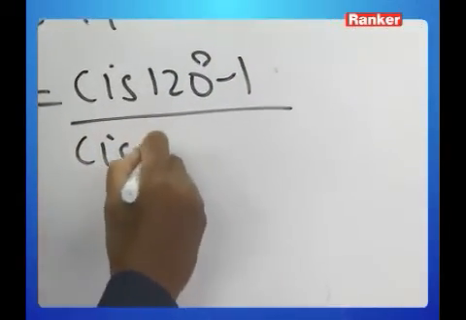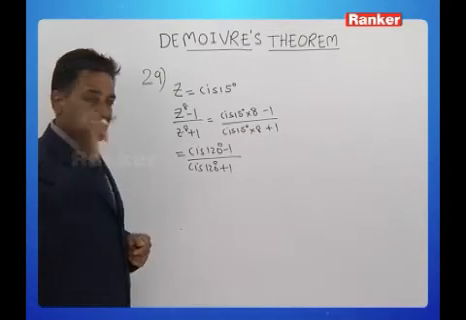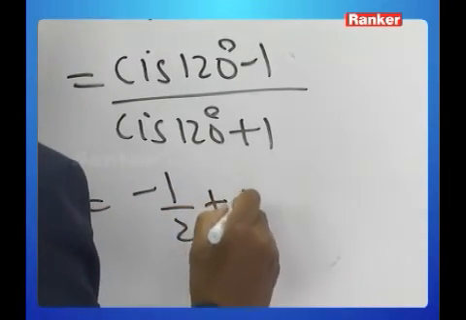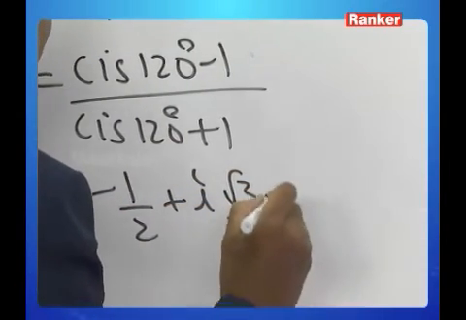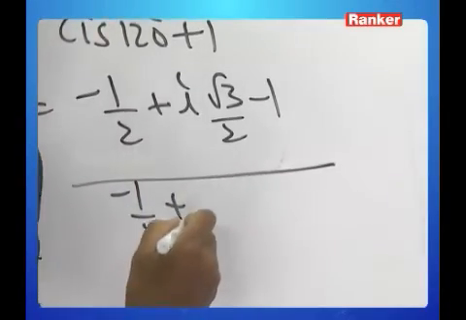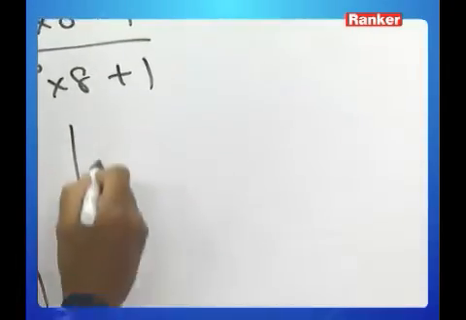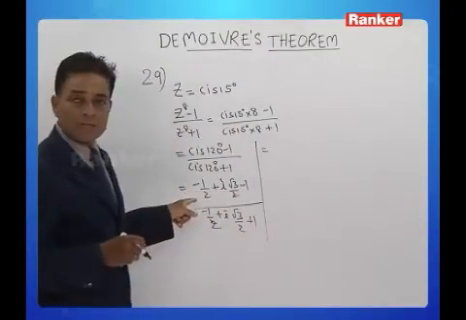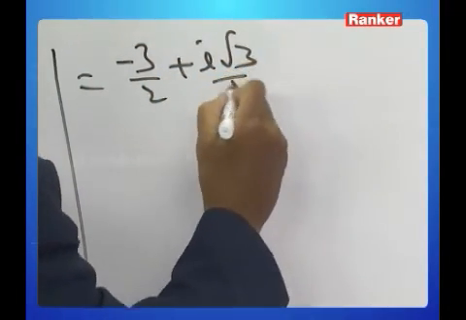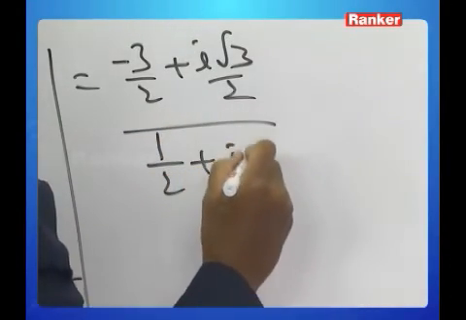So cis 120 means cos 120 plus i sin 120. What is cos 120? Minus 1 by 2. And sin 120 is root 3 by 2, so i sin 120 is i root 3 by 2. Now, let us simplify this one. Minus 1 and minus 1 by 2, root 3 by 2, by 1 minus 1 by 2, i root 3 by 2.